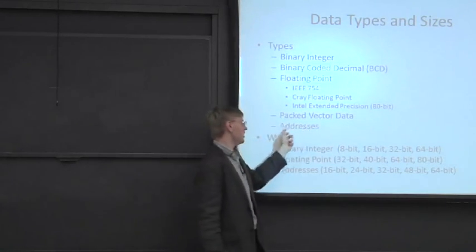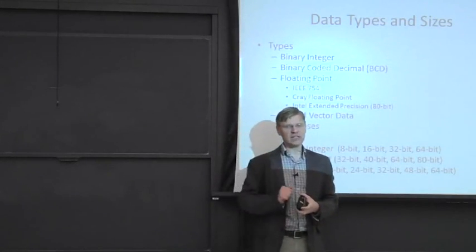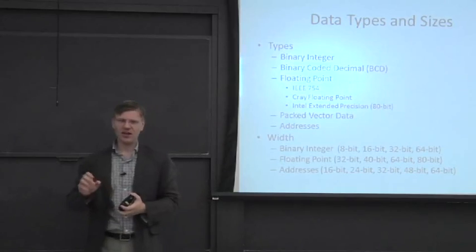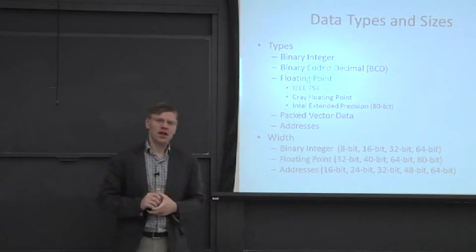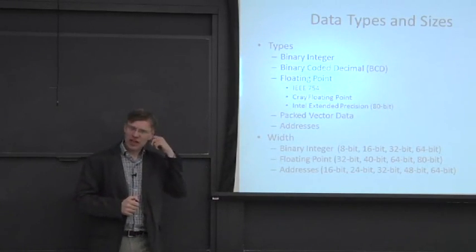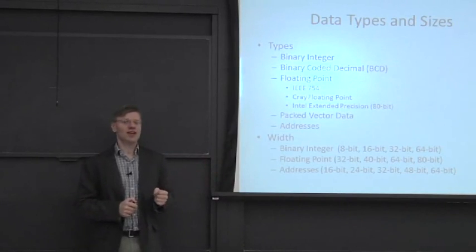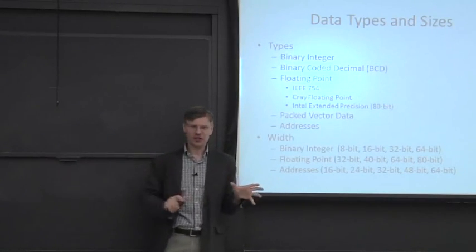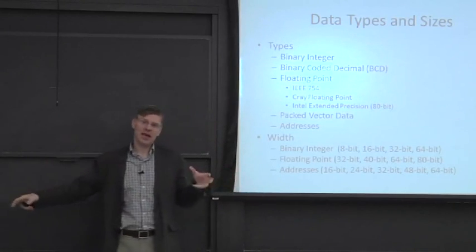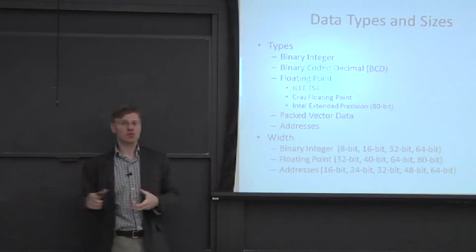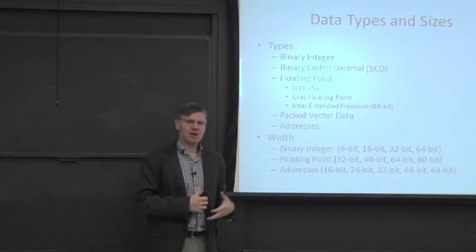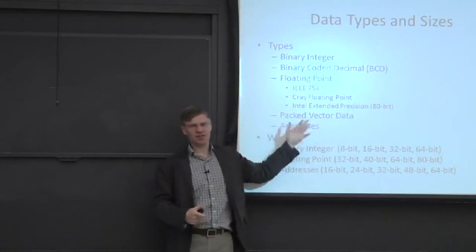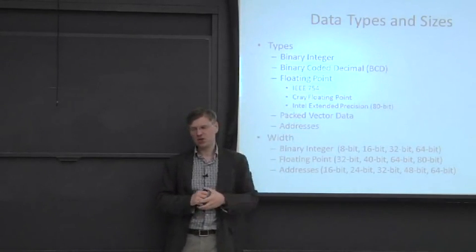And some architectures even have a special data type called addresses, which is different than a binary integer. Some older computers actually had address registers, and the address data type was different than the binary integer data type, and that was different than the floating point data type, and there were different registers and different register names for that. And what was nice about that is they knew that if you loaded something into the address registers, it was definitely an address, so it had type information.